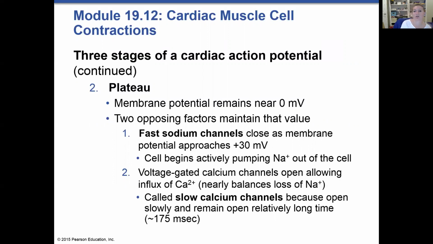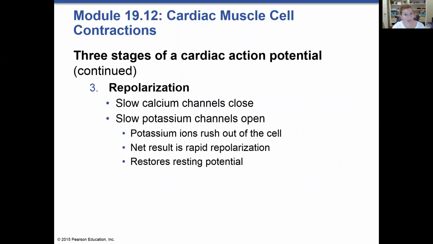The fast sodium channels are going to close as you approach that positive 30 millivolts, and the cell begins pumping that sodium back out. And then your slow calcium channels are going to remain open, allowing calcium to rush into the cell. So the calcium keeps rushing in. They remain open for a fairly long period of time. The third phase is our repolarization. The calcium channels close, our potassium channels open, so potassium goes out, and the net result is rapid repolarization, getting us back to our resting membrane potential so that our cell can then be depolarized again.